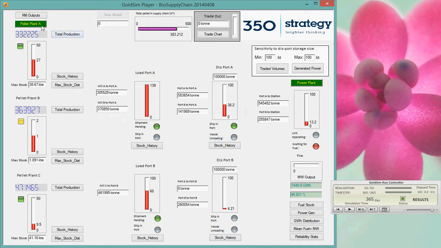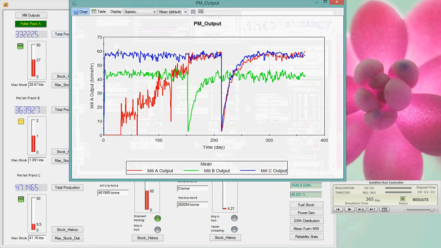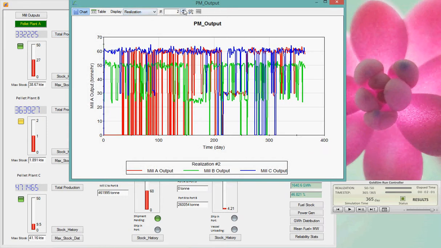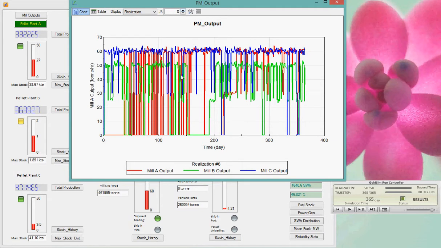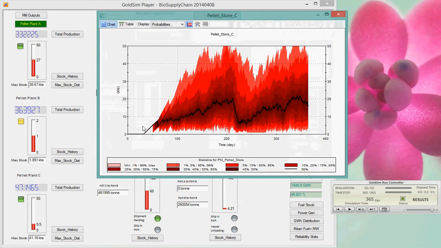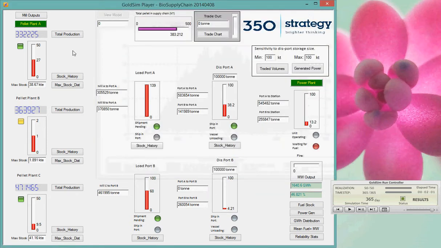Now we can look at some of the outputs. So we can look at the mean outputs, for example, of the different pallet mills, or we could look at each of the realisations that have occurred in the model, all the different scenarios that have happened. We can look at the stock history in a pallet mill. This black line is the mean amount of stock, and we see the probability distributions either side of that.